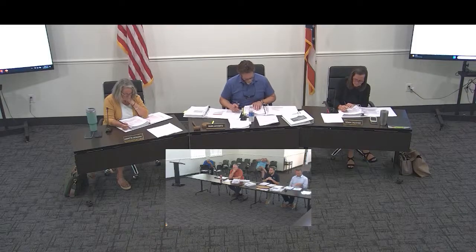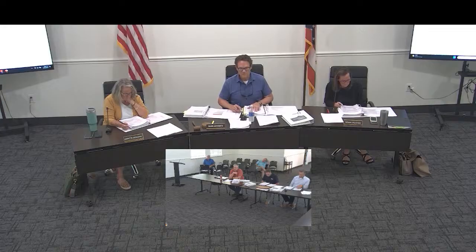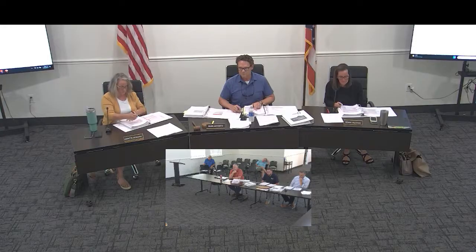Okay, my concern is, I'm not opposed to this, but the enforcement part of it is a little bit troublesome. I don't want this code to get so convoluted that we need additional staff to enforce it. So, for example, who measures the 50% and how do you catch it to enforce it?